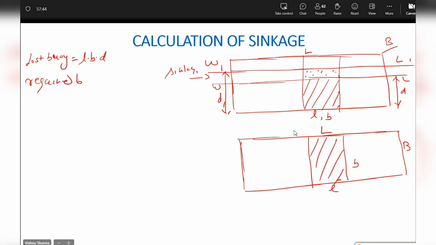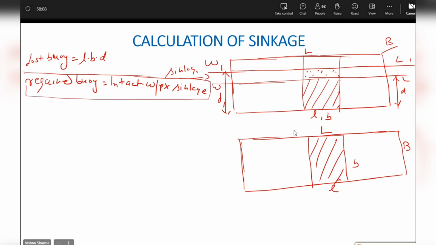Regained buoyancy, based on my discussion a while back in the 3D diagram of the book, if you don't agree, let me know, is equal to intact water plane into sinkage. Yes or no, beta? This is what we try to understand with the book. Am I right? Correct? Whatever area of the page was torn out was removed from the total, and you got the remaining area of the page multiplied by the height of the book, which gave you the remaining volume. Yes or no?